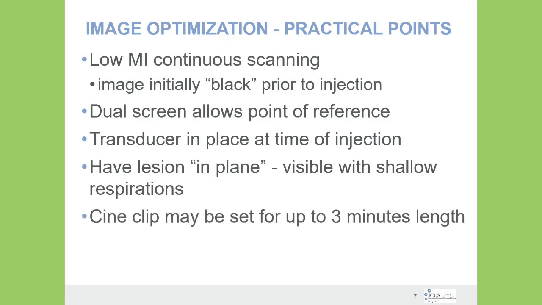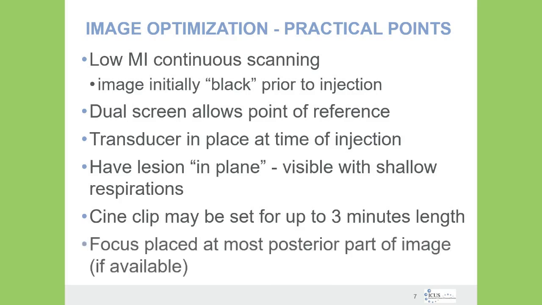We can set our cine clip for up to 3 minutes in length, and there are times when we're going to want to evaluate a lesion for a longer period of time than others. It depends on the pathology we are visualizing. And if your system has a focus or a focal zone, we're going to place that at the most posterior part of the image because we do not want to burst bubbles at the level of the focal zone.